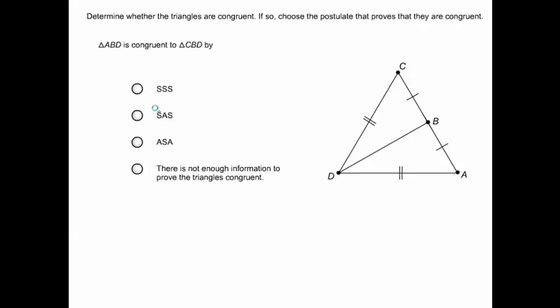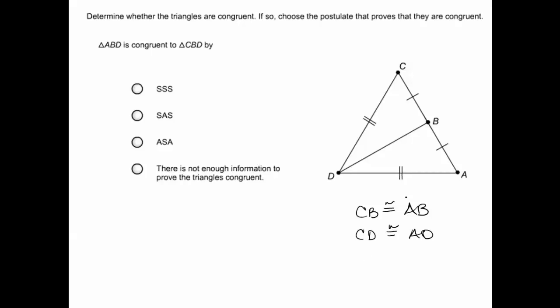Okay, determine whether the triangles are congruent, and if so, choose the postulate that proves they are congruent. It says triangle ABD is congruent to triangle CBD by which one of these theorems? Well, if you look, they don't tell us anything about the angles at all. Okay? They do tell us that CB is congruent to AB, which are corresponding sides. They tell us that CD is congruent to AD. Those are corresponding sides.